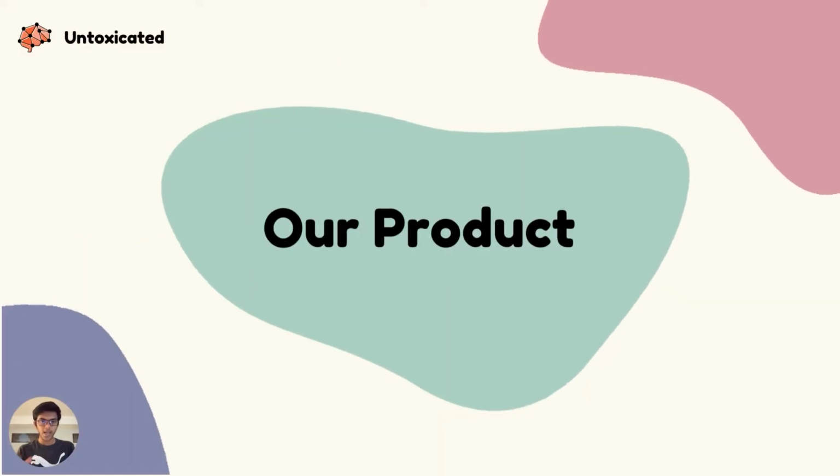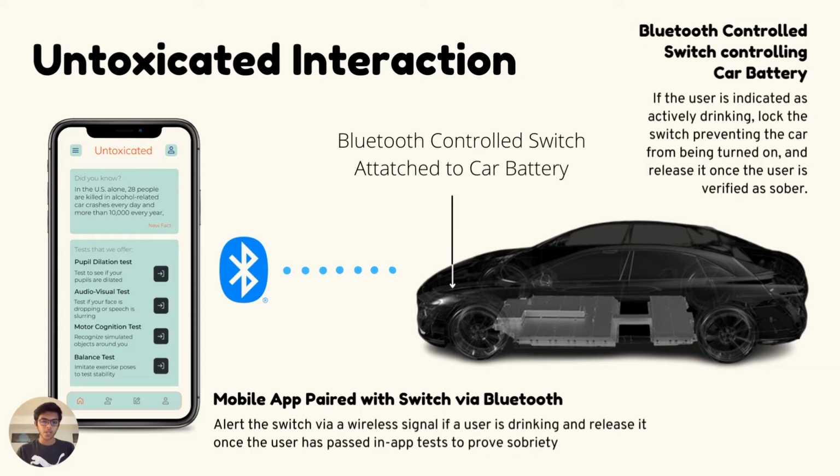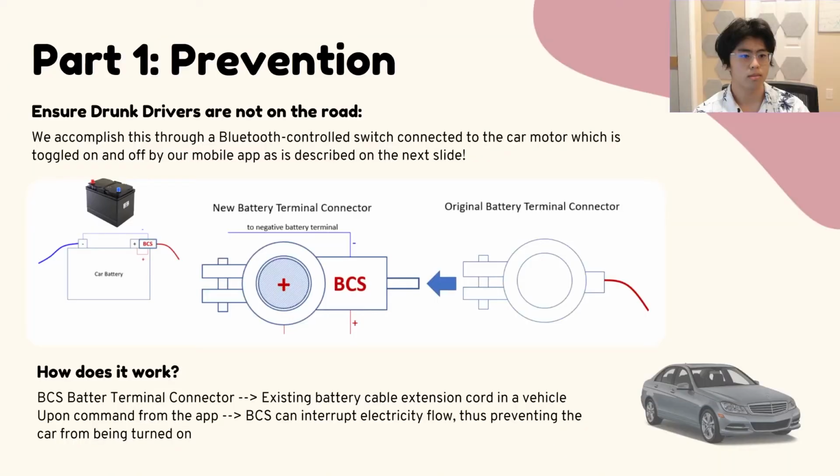Let's deep dive into how Untoxicated functions. There's a cross-platform mobile app which accomplishes the first two parts of the three-stage plan. It communicates with a Bluetooth-controlled switch to lock the car if a user is deemed an unsafe driver because of excessive drinking. The first component of our invention is prevention, in which we developed a Bluetooth-controlled switch.